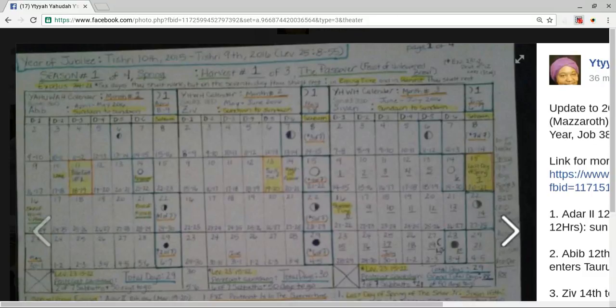Now, I always like to put my favorite verse because it relates to the calendar. Exodus chapter 34, verse 21: Six days thou shalt work, but on the seventh day thou shalt rest; in earing time and in harvest thou shalt rest.